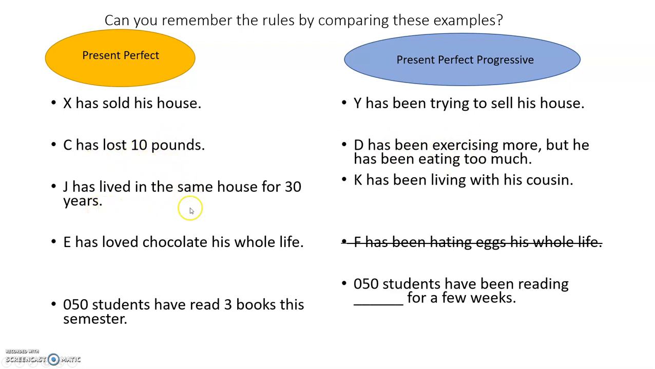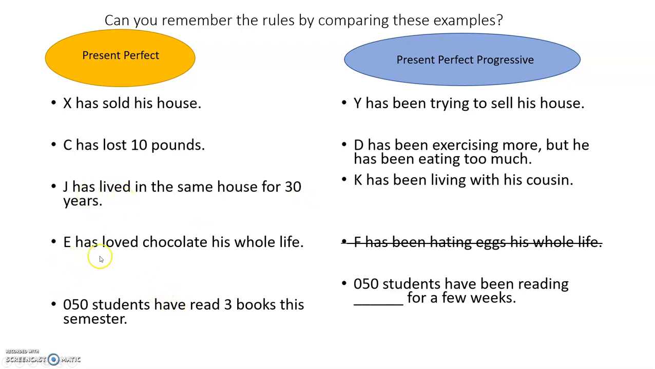Okay, next, J has lived in the same house for 30 years. K has been living with his cousin. So same verb, live, in both tenses. This example is trying to show you, if you want to talk about something temporary, then present perfect progressive would be good. You don't really want to live with your cousin for very long, right? Maybe just a couple days or a couple weeks. That's a temporary situation. If somebody has lived in the same house for 30 years, that is not temporary. So we probably would choose present perfect in that case.